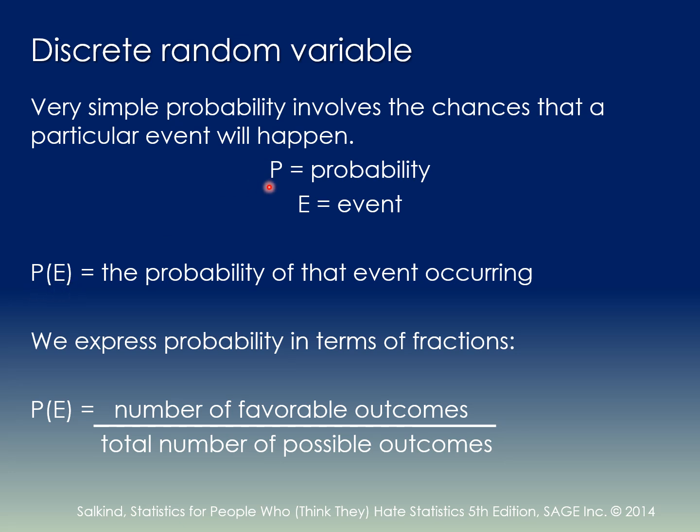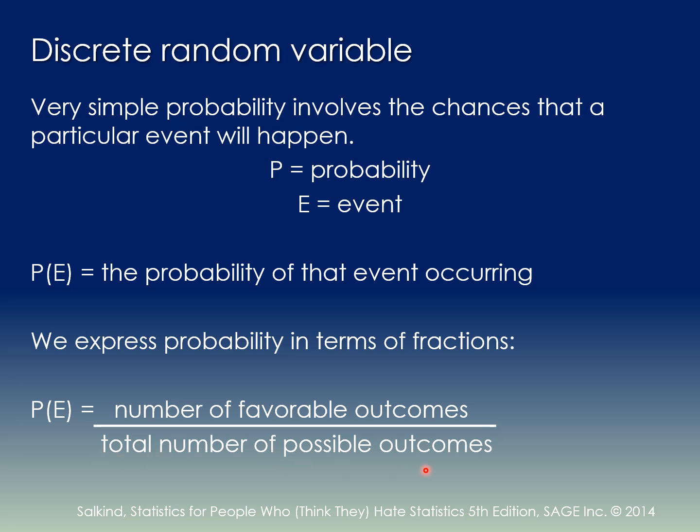So what do these values mean? P means the probability, and E means the event. So P in brackets E is equal to the probability of that particular event occurring. And we express probability in terms of fractions. And so here's what the probability of the event might be in terms of a fraction. Let's look at the denominator first.